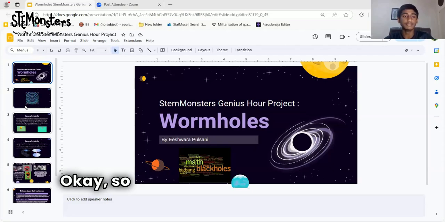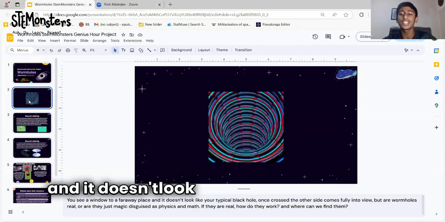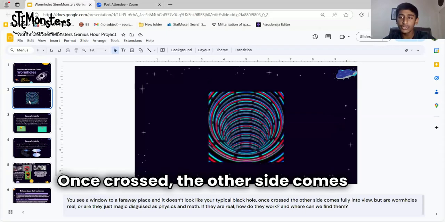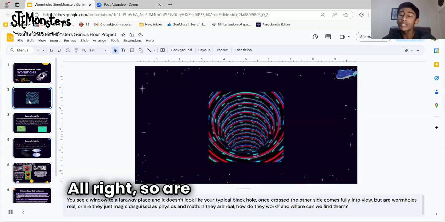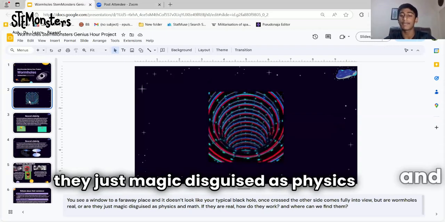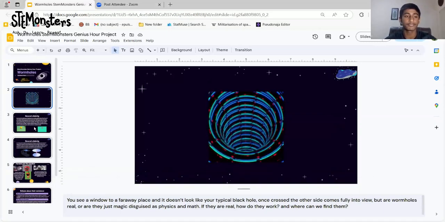Okay, so you see a window to a faraway place, and it doesn't look like a typical black hole. Once crossed, the other side comes fully into view. All right. So are wormholes real, or are they just magic disguised as physics and math? If they are real, how do they work, and where can we find them?